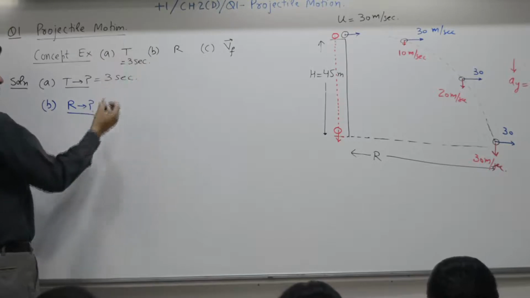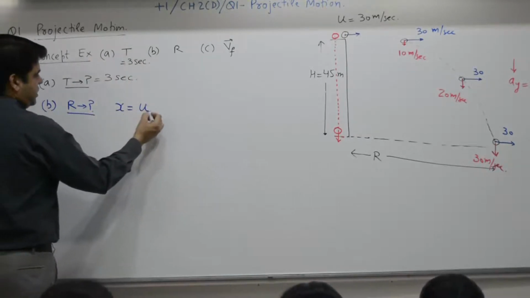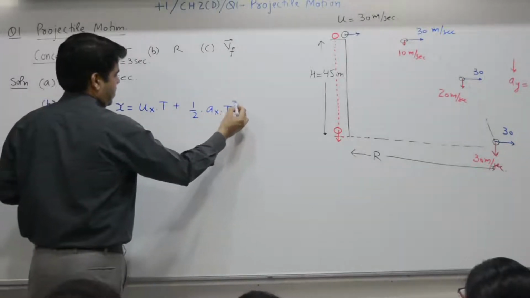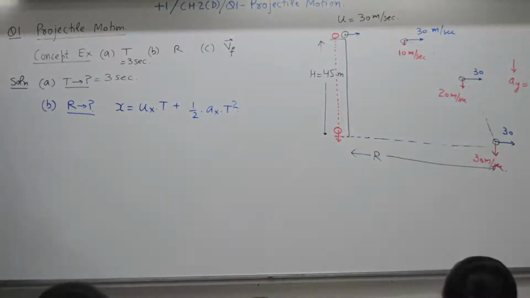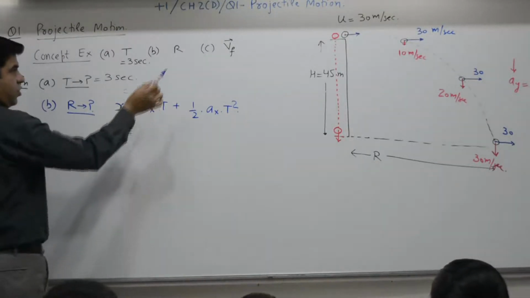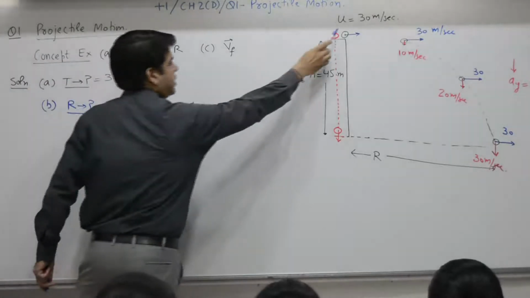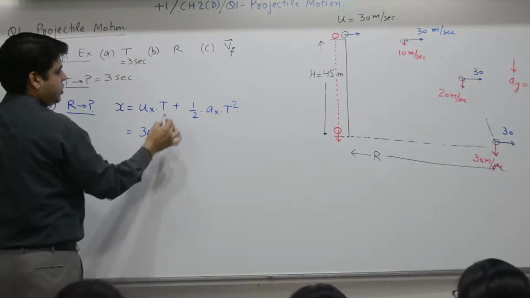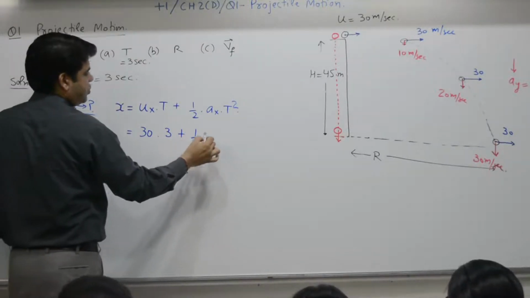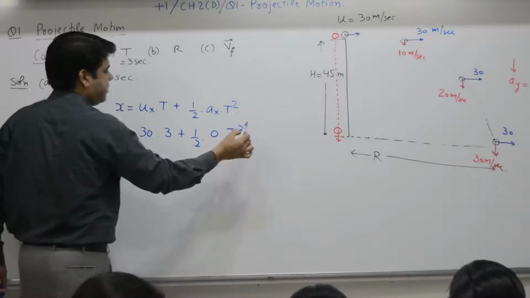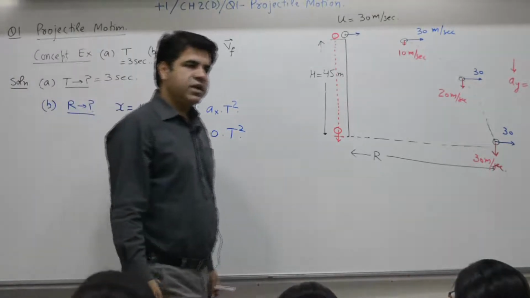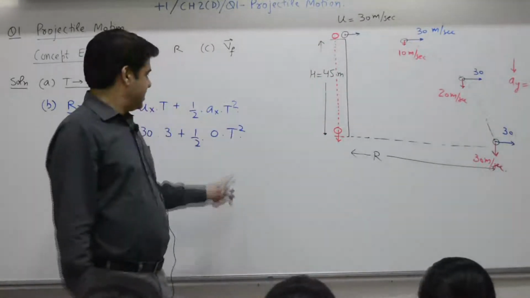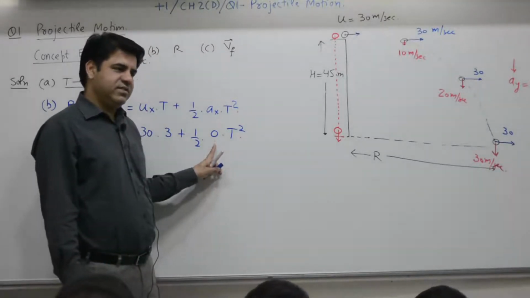But how you write it is, in this blue color, horizontal analysis. X is equal to ux t plus 1 by 2 ax t square. Ux is how much? Horizontal speed initial is 30, and throughout it remains 30. So 30 into time. What is the horizontal acceleration? 0, if there is no wind. In IIT you get questions where wind is blowing horizontally, which causes a force, causes acceleration along x-axis also. So in that question ax is not 0.